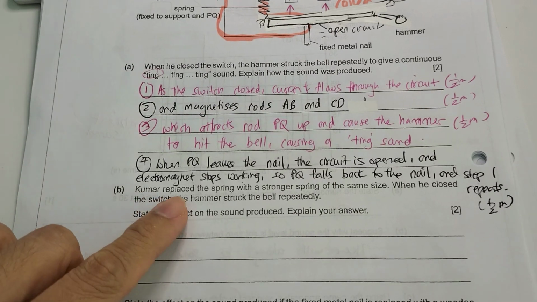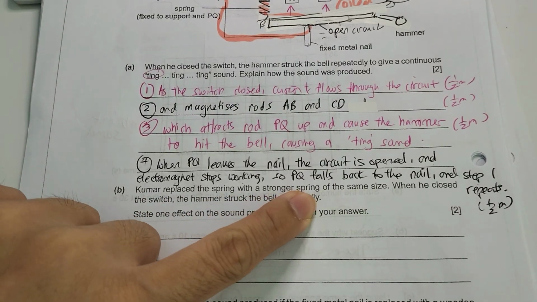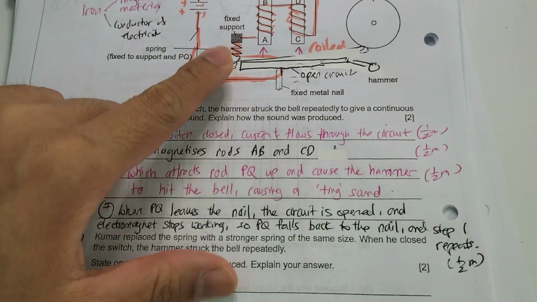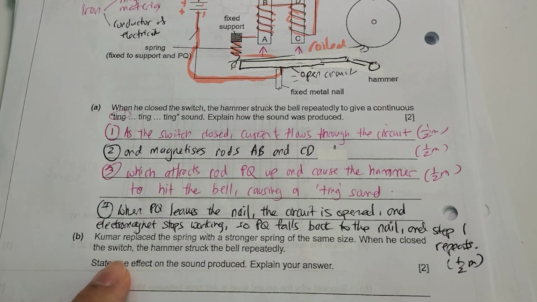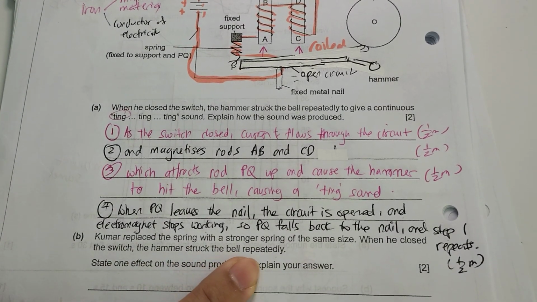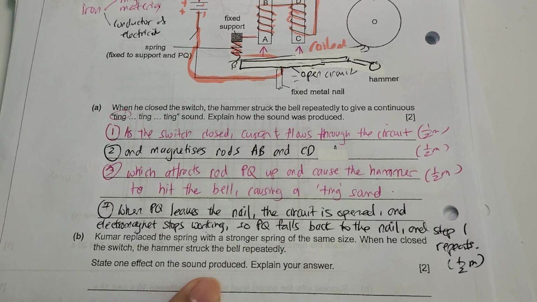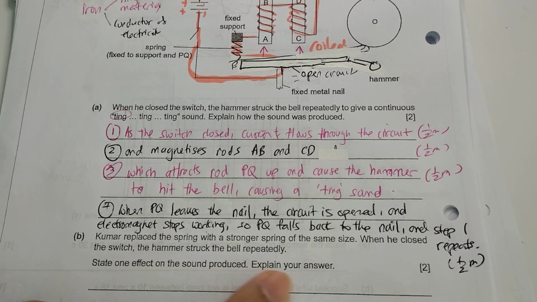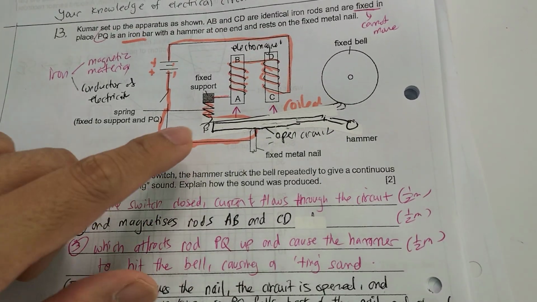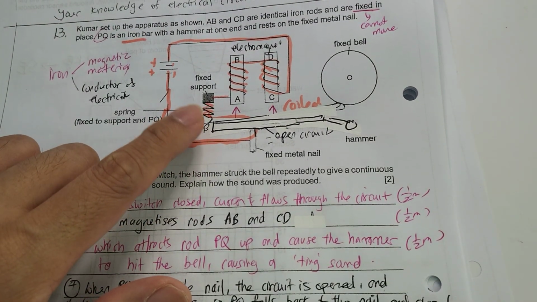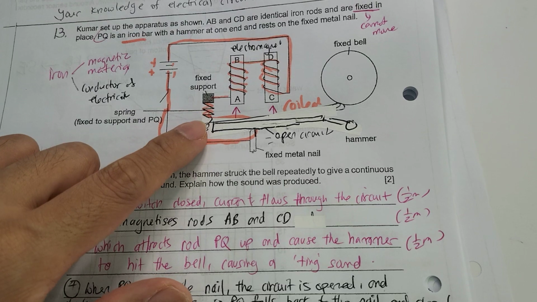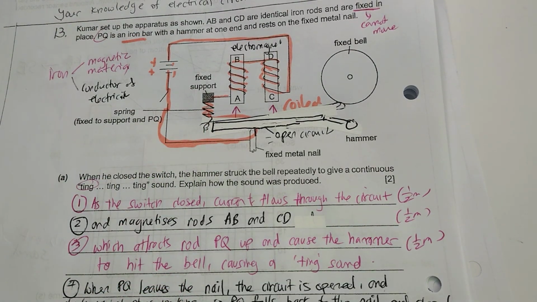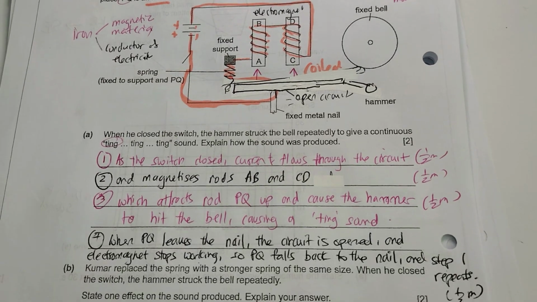Next, Kumar replaced the spring with a stronger spring of the same size. This spring, same size. When he closed the switch, the hammer struck the bell repeatedly. State the effect on the sound produced. Explain your answer. 2 marks again. So how would the spring here affect the movement? All right, the amount of sound. So you see now it's a stronger spring.